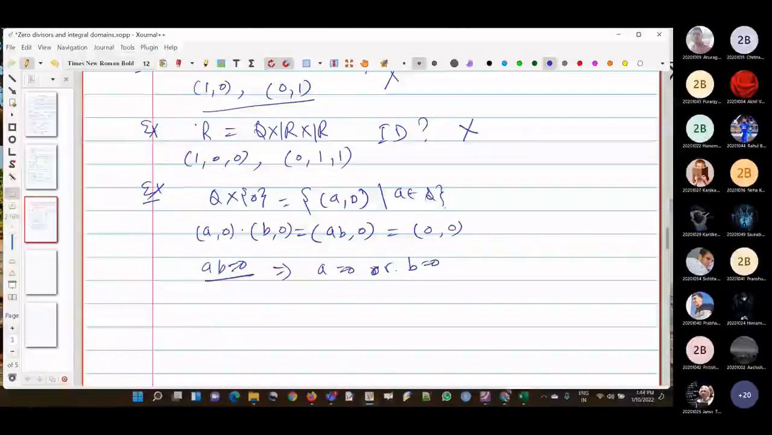So next, this means it is an integral domain. It would not be an integral domain, right? Why?